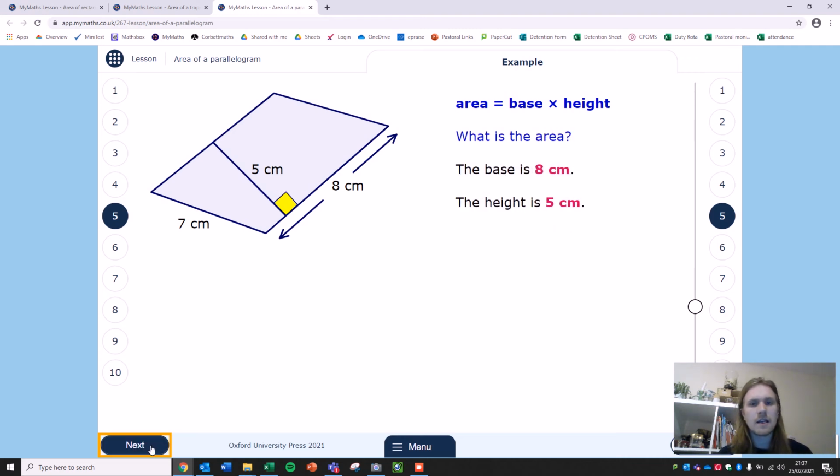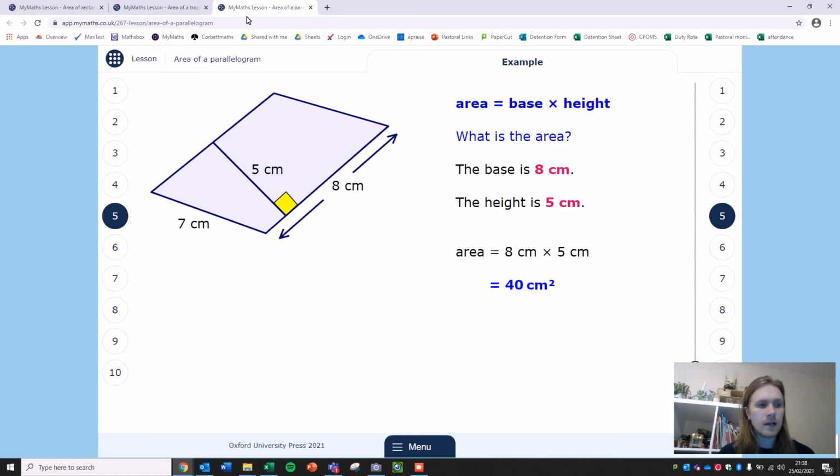It doesn't matter which is the base and which is the height. You could say that the height is 5 and the base is 8. Here it said that the base is 8 and the height is 5. But the key point is they're the two that are at a right angle to each other. 7 isn't at a right angle to either of them, so we can ignore that 7. So the area is 8 times 5, which is 40. So do make a note of that example just to help you. Pause the video if you need to.